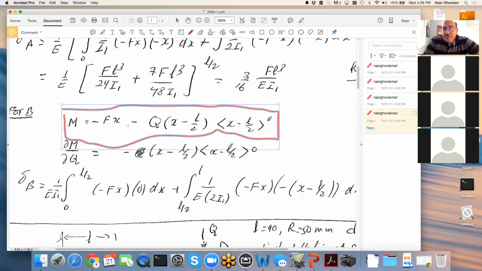And then I take the derivative of this equation with respect to Q, because I'm interested in the point B where the force is assumed to be Q. So when I take the derivative with respect to Q, the F drops out and I still have this term. The deflection would be 1 over EI times the product of M and dM by dQ. Since I'm doing integration, I have to integrate from 0 to L over 2, and another integration from L over 2 to L. Is that clear, or do we have other questions?